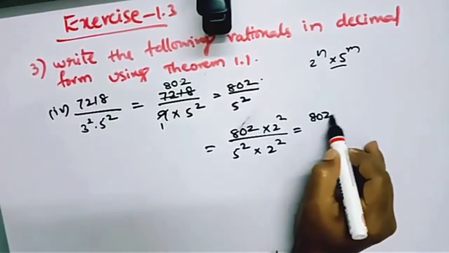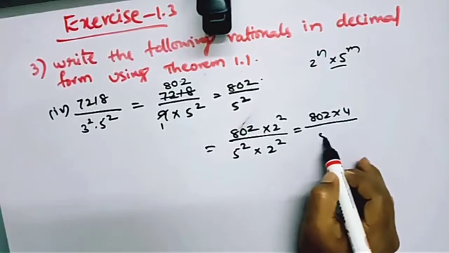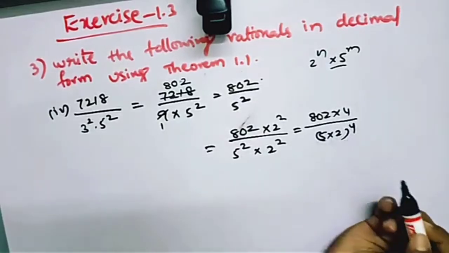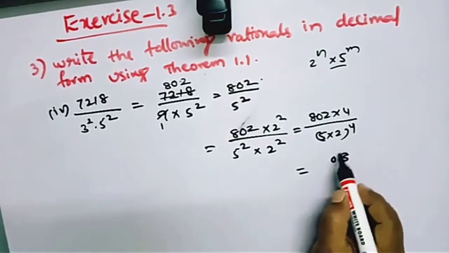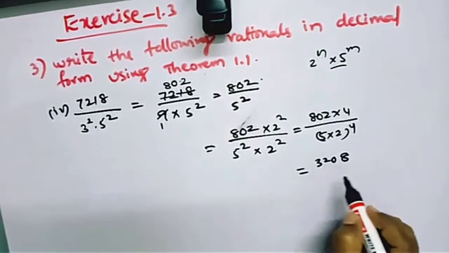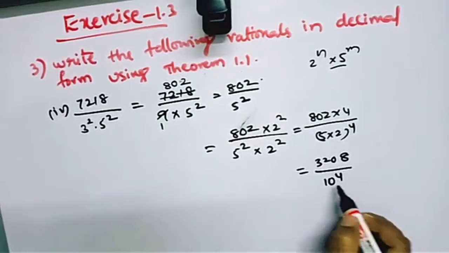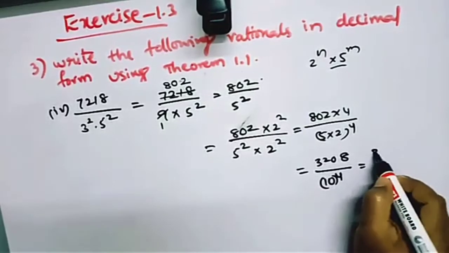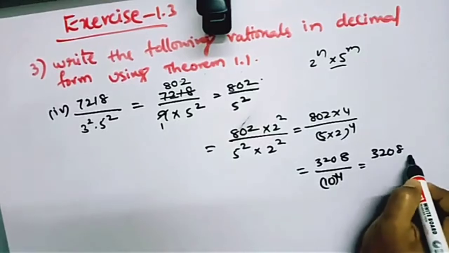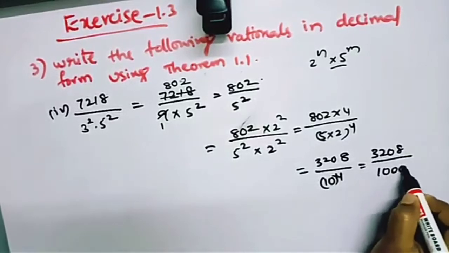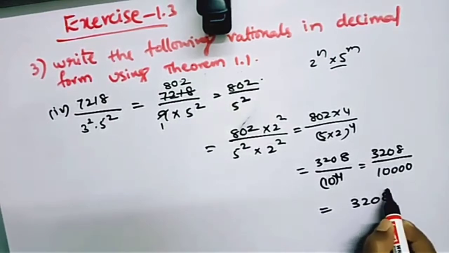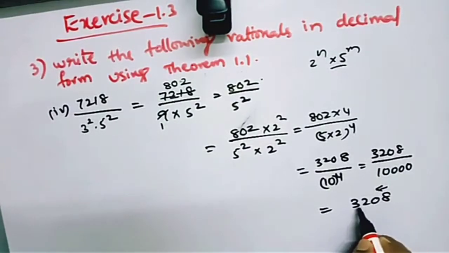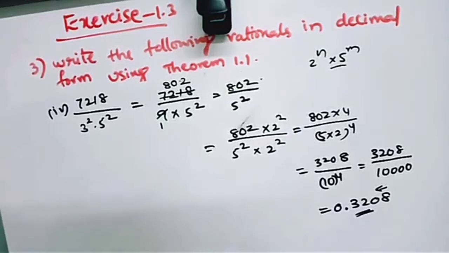Then 802 by 2 square means 4, by 5 into 2 whole to the power of 4 you will get in the denominator. Then 4 times 802 is 3208, by 10 to the power of 4. The next one is 3208 by 1 2 3 4 zeros you will get. The final answer is 3208. So move the decimal point from the left side, 1 2 3 4, then keep. Then the answer is 0.3208.